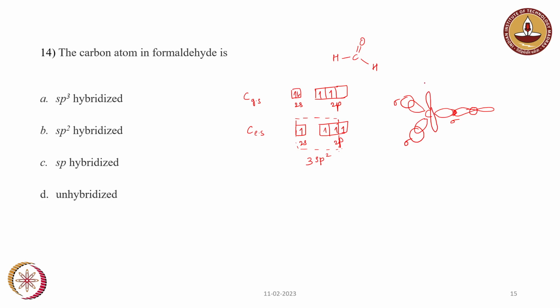So if this is a 2px orbital, oxygen will also have a 2px orbital. So those two orbitals overlap sideways and form one pi bond. So it satisfies one sigma, and if this is the sigma bond and this is the pi bond, we'll get this sigma and pi bond of CO. So the answer is option B, sp2 hybridized orbital of formaldehyde.